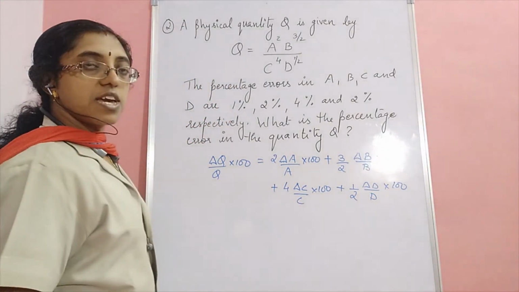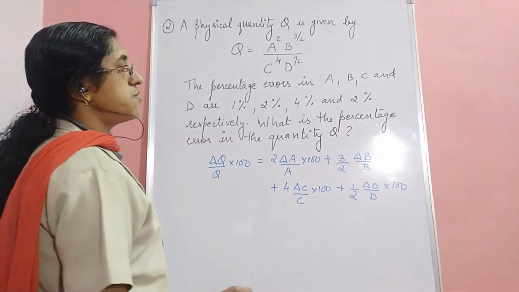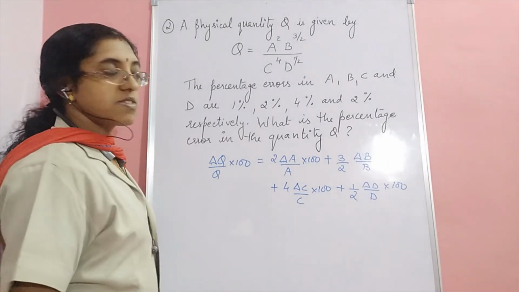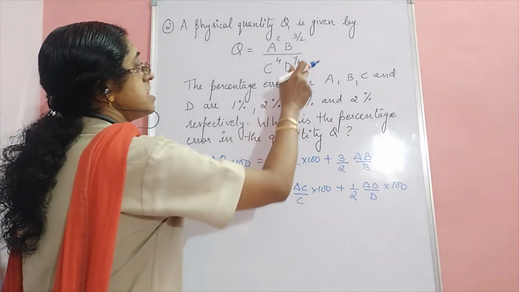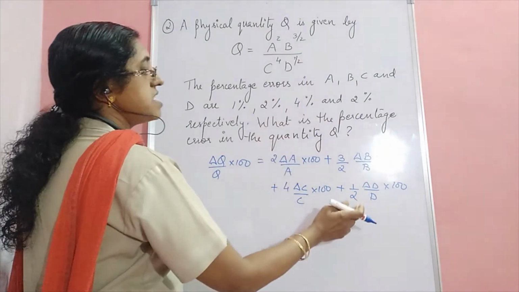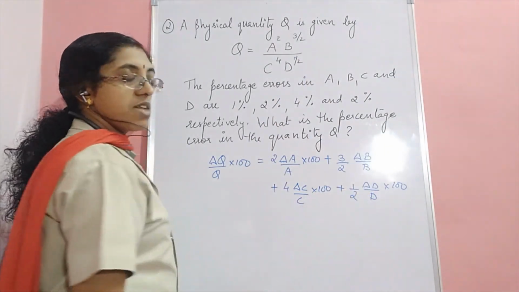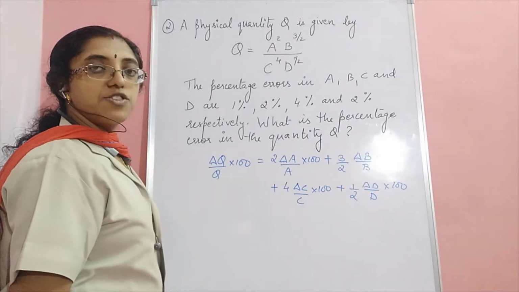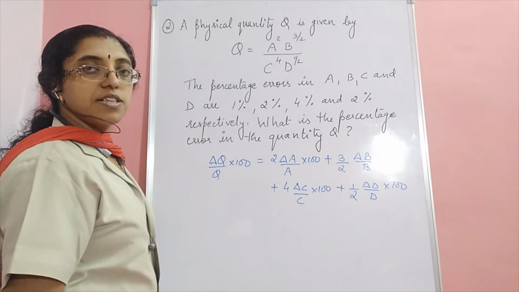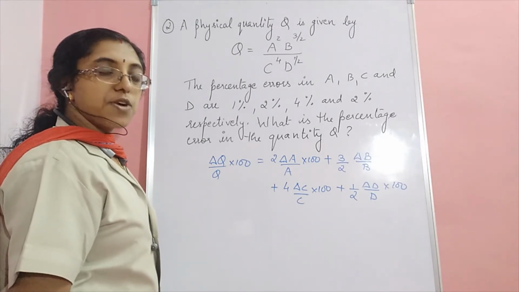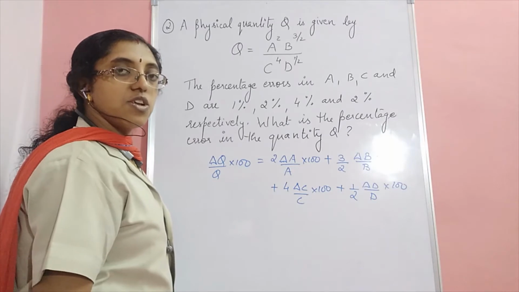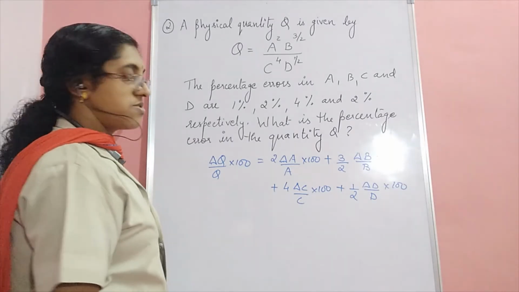Children, you should be very careful in solving such type of numericals because many children make mistakes by taking this as minus 1 by 2, the power. You don't need to take the power to the numerator. We are directly applying the rule here, that is the product rule as well as the quotient rule involving the powers.